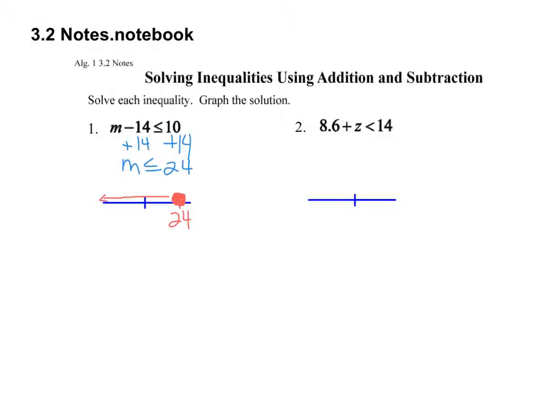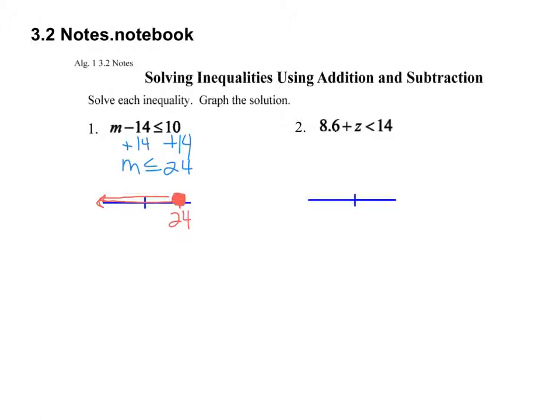M is everything in this direction. Some people like to make their graph with this line right here on the graph. I like to make it just a little different so you can see where I'm making my graph. Either way is acceptable with me. And so there you go, there's how you do number one.